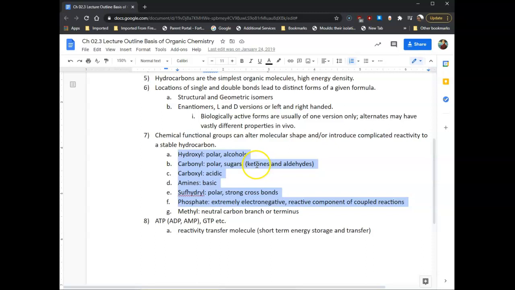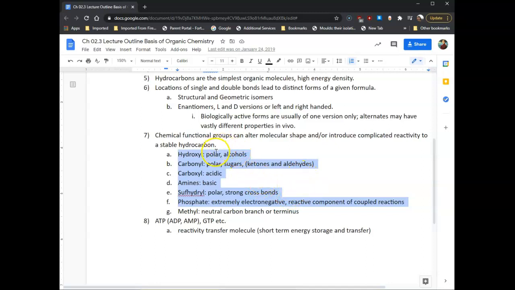A ketone being a molecule with the double bonded oxygen in the body of the molecule, and an aldehyde with the double bonded oxygen at the end of the molecule, on one of the end carbons where there's not another carbon on the other side.